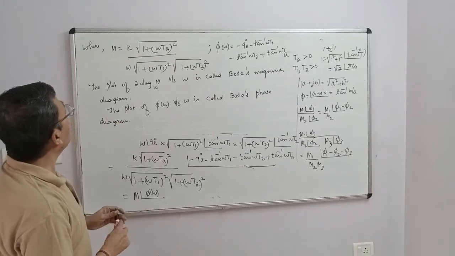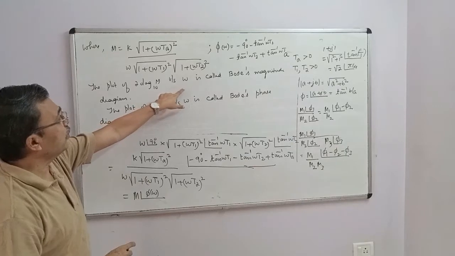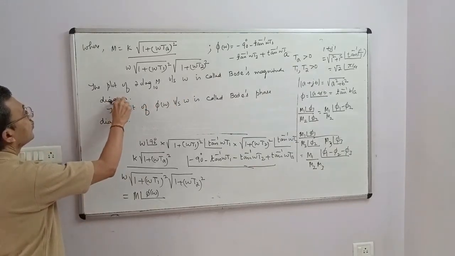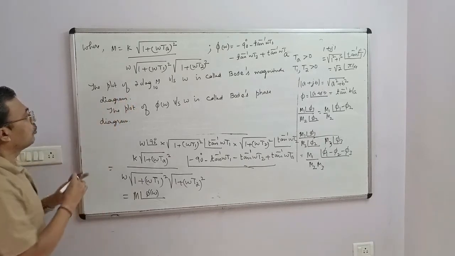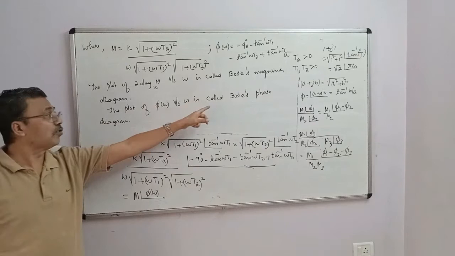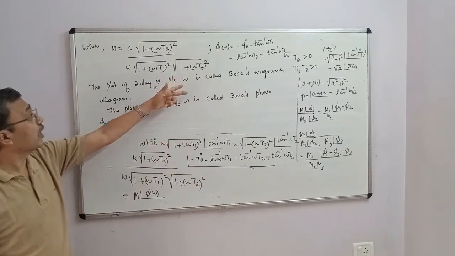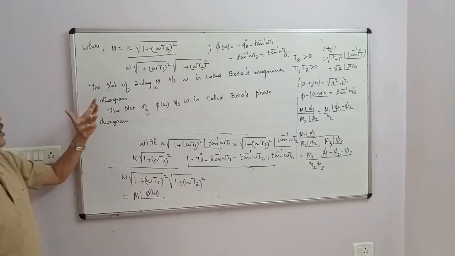So the plot of 20 log of m to base 10 versus omega is called Bode's magnitude diagram. The plot of phi of omega versus omega is called Bode's phase diagram. Both together are called Bode diagram or Bode's diagram.